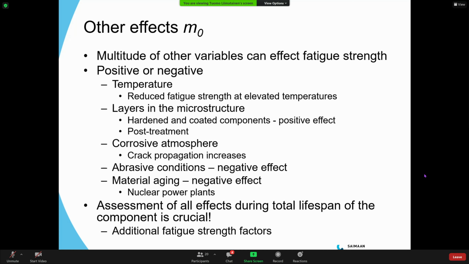And it is also good to keep in mind that you would need to assess all of the effects during the total lifespan of the component. So you might need some other strength factors. If you don't know them, then you would need to guess, or you would need to dimension the component in a way that the residual safety is sufficiently big, which will overcome the uncertainty in the effects.